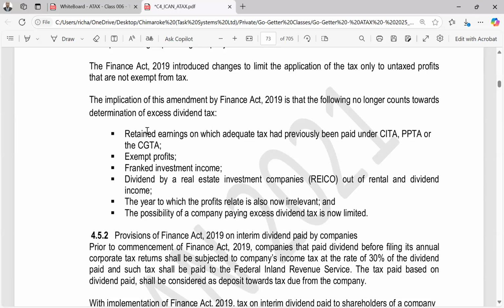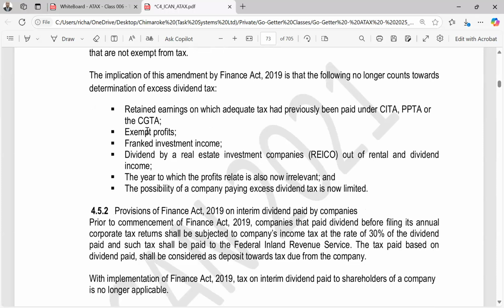Then we have exempt profits. We said exempt profit is like profit from pioneer business. Franked investment income: these are dividends received from another company in Nigeria. Then dividends by a real estate investment company out of rental and dividend income. The year to which the profits relate is now irrelevant. It doesn't matter which year. The possibility of a company paying excess dividend tax is now limited. We'll see that later.